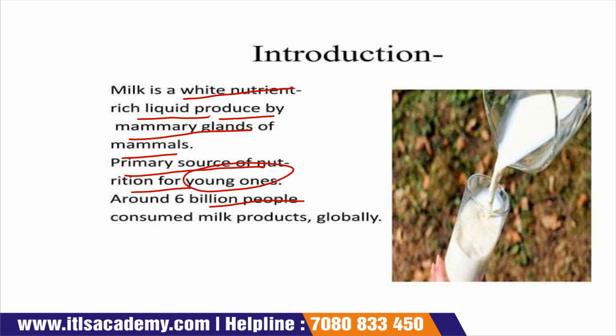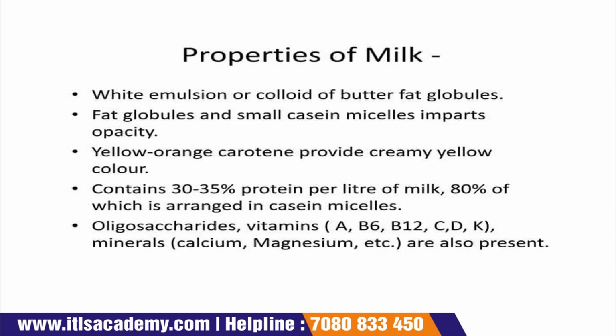Around 6 billion people consume milk products globally. Now the next one is the properties of milk. We all know that milk has fat globules, and smaller caseins are present. There are yellow-orange carotenes, which provide the creamy yellow color to the milk.